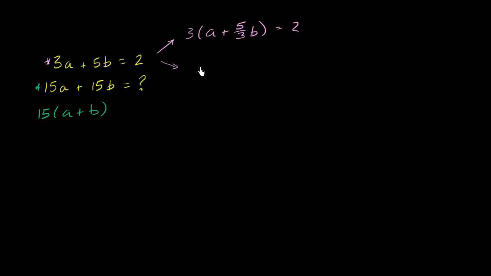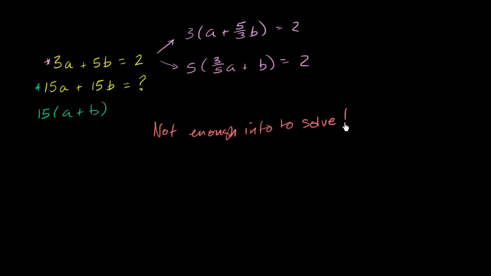If we try to factor out a 5, we would get 5 times 3/5 a plus b is equal to 2. But neither of these gets us in a form where we can then solve for a plus b. So in this situation, we actually do not have enough information to solve this problem. So it's a little bit of a trick. Not enough info to solve. Anyway, hopefully you enjoyed that.